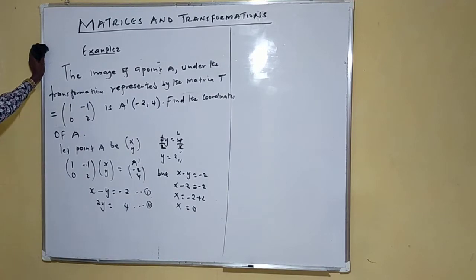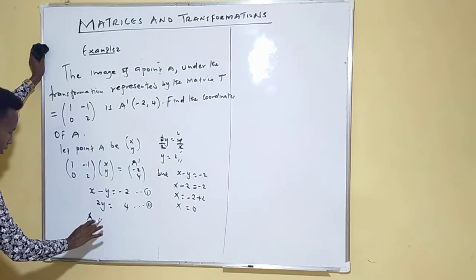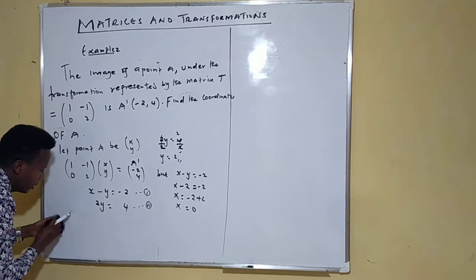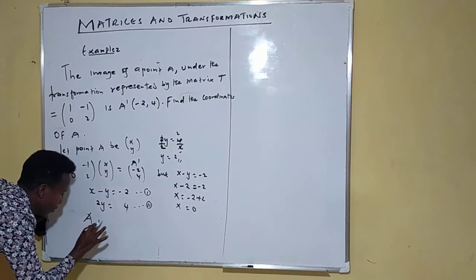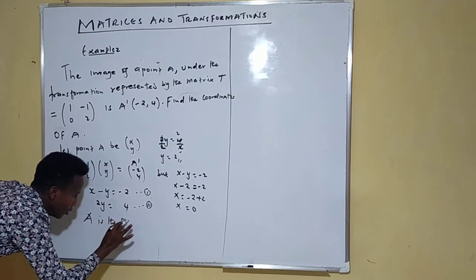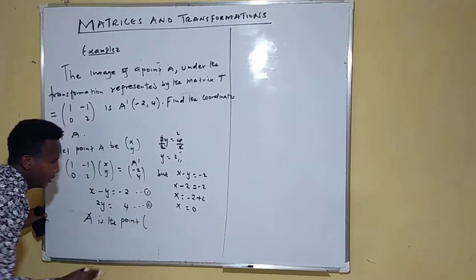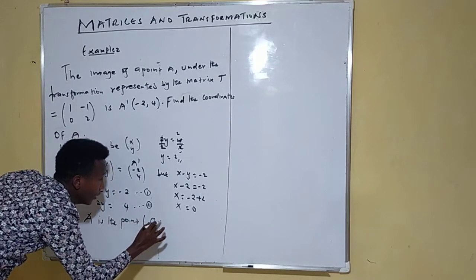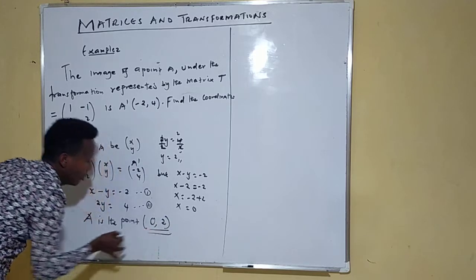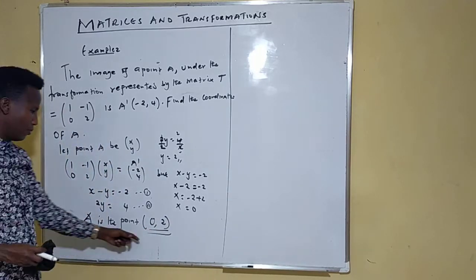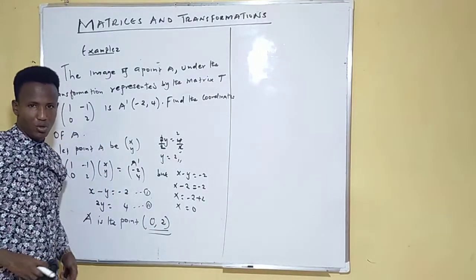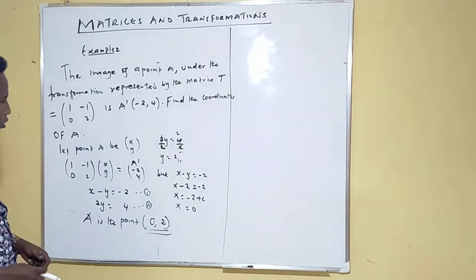Okay, so you can say A is the point 0 comma 2. That is the final answer. So A is the point, or you can say A open the bracket 0, 2. So this is how we are going to solve.